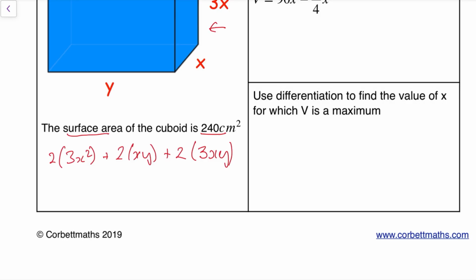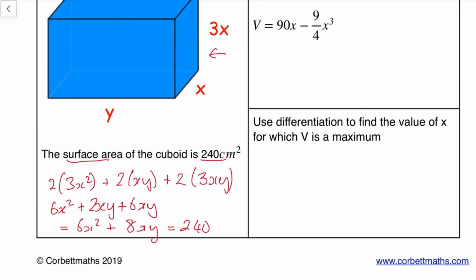So 2 times 3 is 6x squared. 2xy plus 2 times 3xy, well actually let's write it out. So it's going to be 2xy plus 6xy, and I can simplify that down to 6x squared plus 8xy. And I know from the question that's equal to 240. Now I kind of know where this next bit is going.